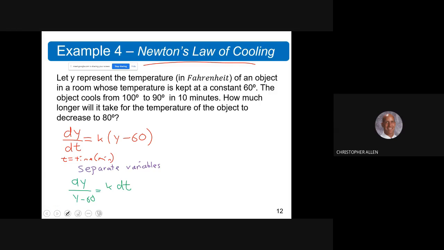So next up, we can say that this is going to be the integral of dy over y minus 60 equals the integral, and I'll go ahead and put the k out to the front. Now we're going to undo the differentiation. That left-hand integral looks familiar. We did an entire section in our book on it. And the right-hand side is going to be kt plus c. Now notice here I didn't put c1 and c2 like I did on the last one.